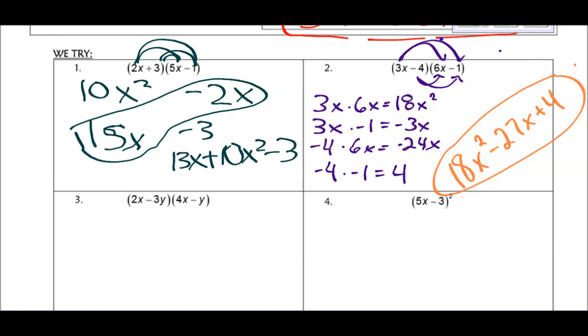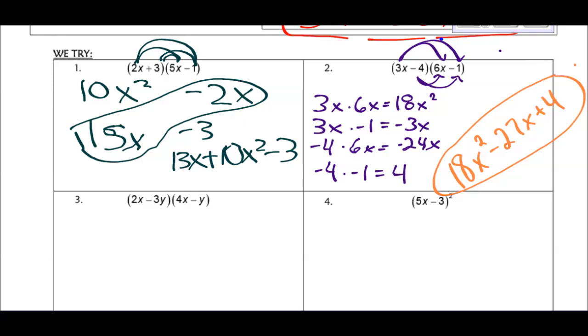So here I'm just showing what I multiplied. 3x times 6x. That got me this positive 18x squared, and the negative 8. You get these two middle ones? Yes. And then I combine those to make negative 27. Yes.